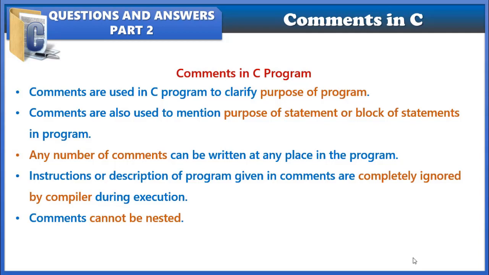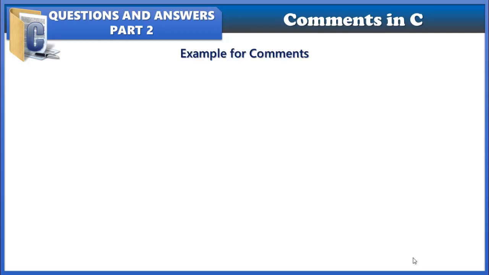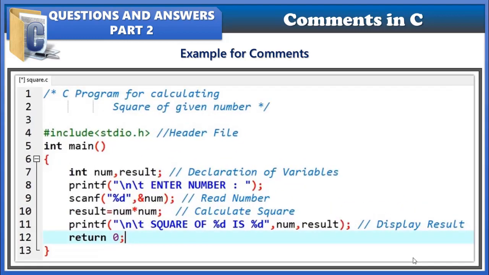Comments cannot be nested. That means you cannot use a comment within a comment, and comments can be multi-line or single line comments. So to understand all these concepts, let's see this example. In this program, the first two lines, that is, C program for calculating square of given number, is the title of the program, which is given in a multi-line comment.